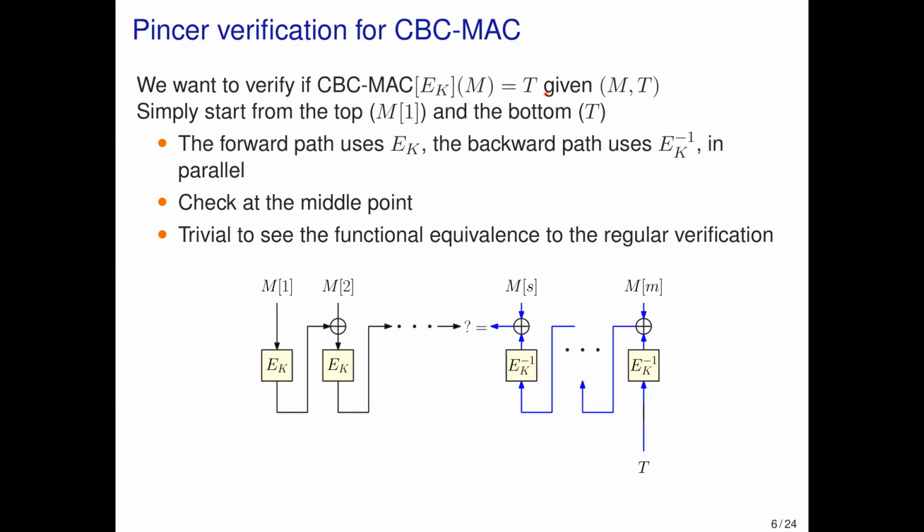The pincer verification simply starts from the top of the tuple, namely M1, and the bottom, namely T. The forward computation path uses the encryption routine, E_K, while the backward path uses its inverse. Clearly, these two paths can be done in parallel and collide at some middle point. We just check if both paths yield the same value at this point. It is intuitive and trivial to see the functional equivalence to the regular verification.